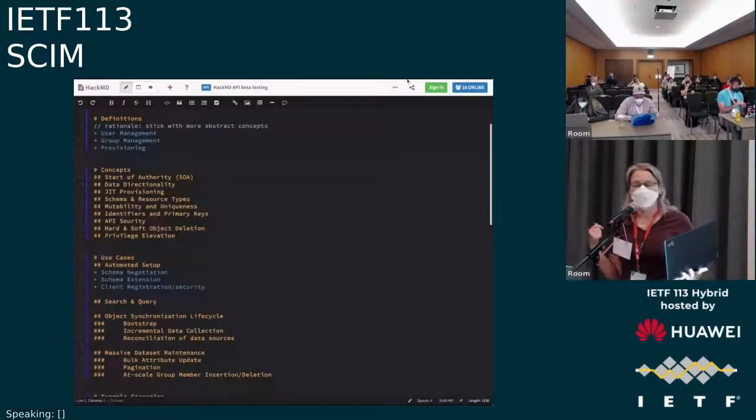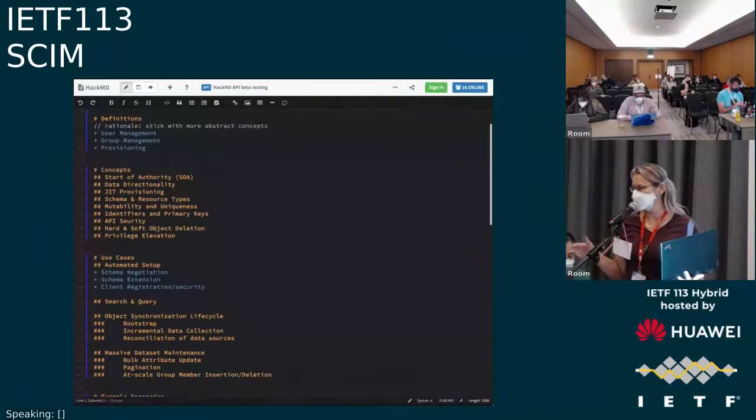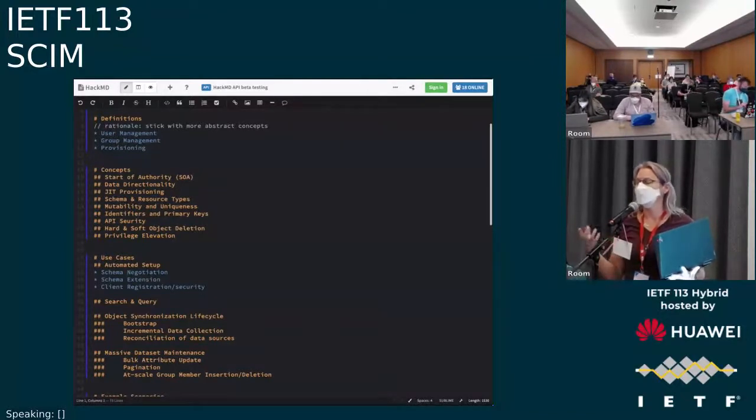But it helped to form what went into the protocol, into 7643 and 7644, but it didn't get updated at the end. And so the document doesn't cover all of the concepts that we believe an implementer might need to know in order to come in and understand the specification and be able to implement to it.